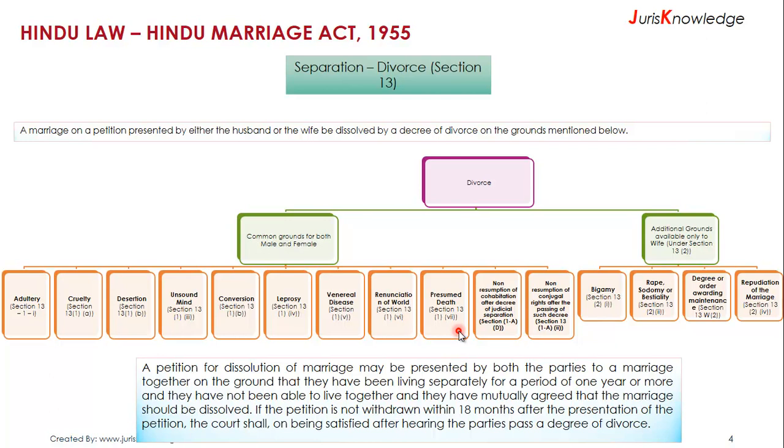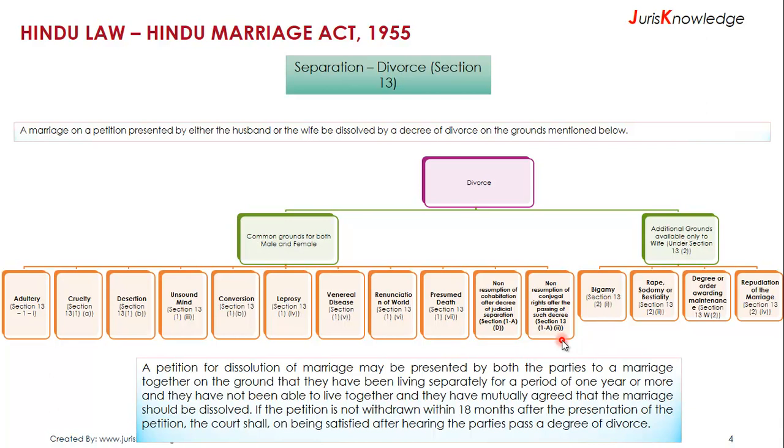If a person is not seen or heard alive by those who would naturally have heard of the other person for a continuous period of 7 years, the person is presumed to be dead. The other spouse would need to file for divorce if he or she is still interested in remarriage. Non-resumption of cohabitation after decree of judicial separation is under Section 1(a)(d). It becomes a ground for divorce if the couple fails to resume their cohabitation after the court has passed a decree of separation.